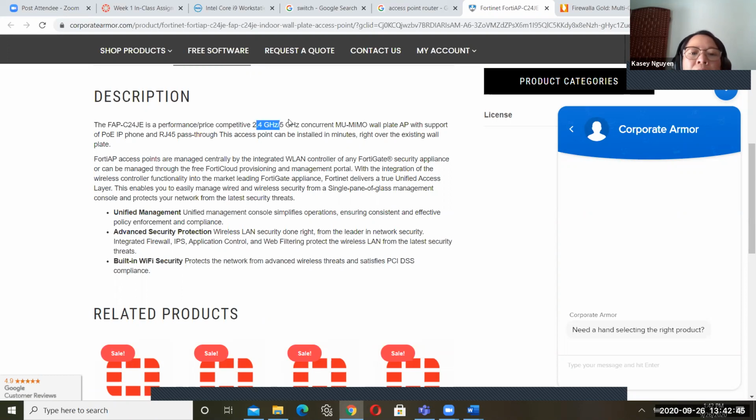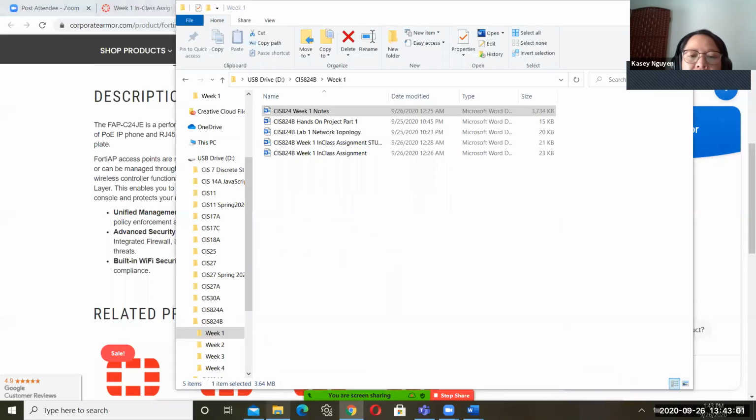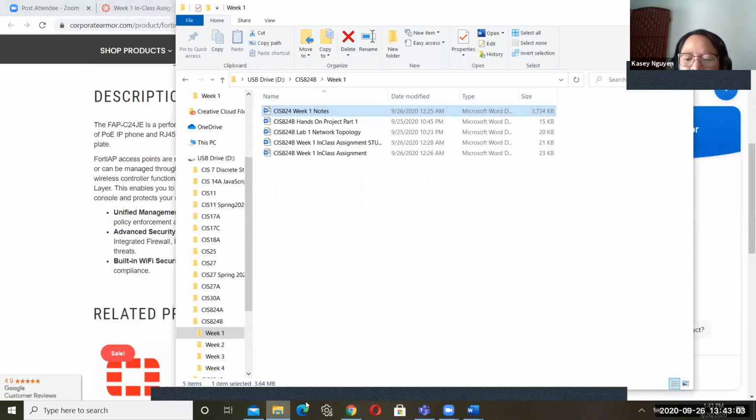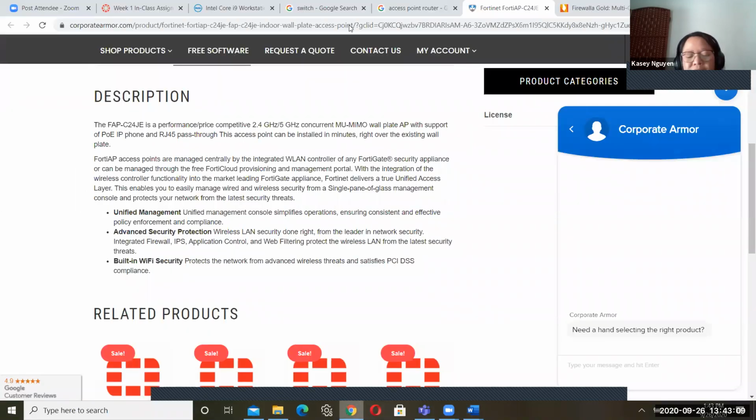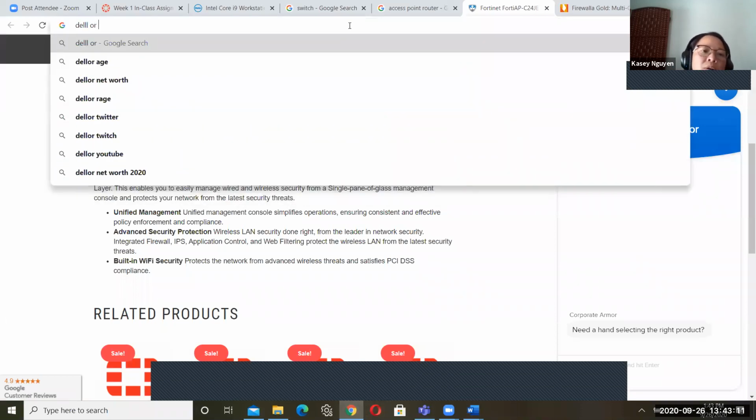and now, right, we'll talk about MIMO and some of the other features on it later. But this is the bandwidth, the 2.4 and the 5G. So find me an access point. Find me a type of server. So you can find Dell or HP.